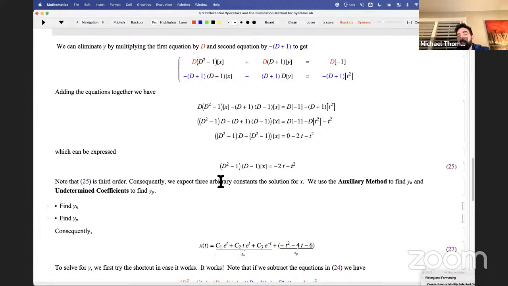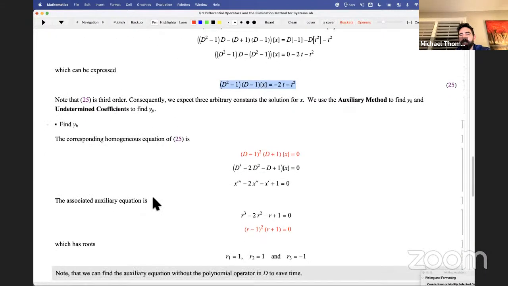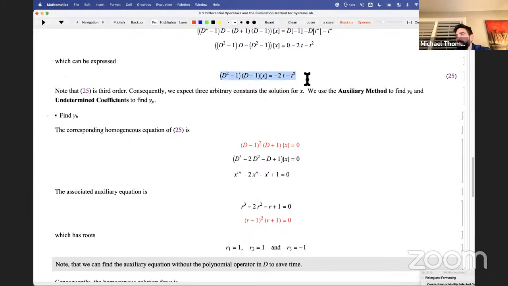All right, now I do want to show you a little time saver that you might not notice. You probably would if you did the problems enough, but here's what happens. When you find YH, look what happens here. The first thing you might want to do is expand this to get d cubed minus 2d squared minus d plus 1, and then write it how you're used to, with prime notation. And now that it's in prime notation, you would write down the auxiliary equation, and then you'd factor the auxiliary equation.